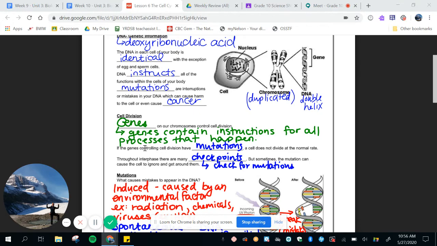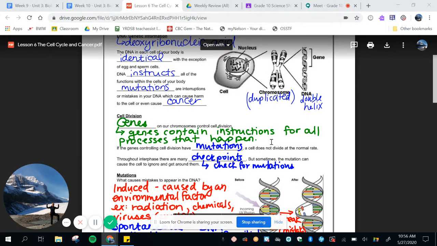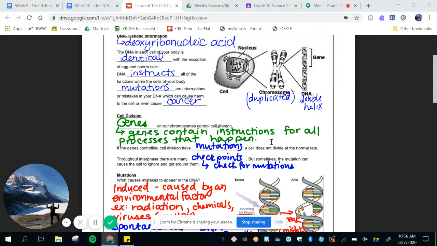As I mentioned before, there are some genes that actually control cell division, because like I said, genes control everything that happens. They are the instruction manual. And if those genes that control cell division have a mutation, the cell may not divide at a normal pace or a normal rate. It's not going to be following the regular process that it should.